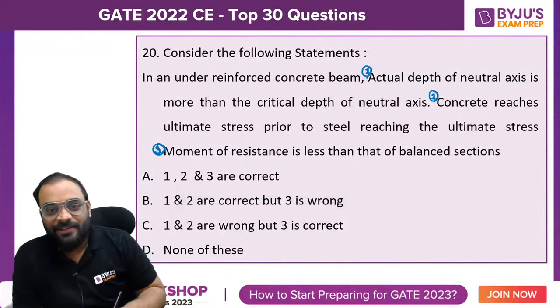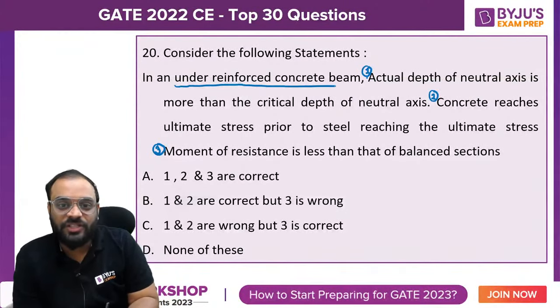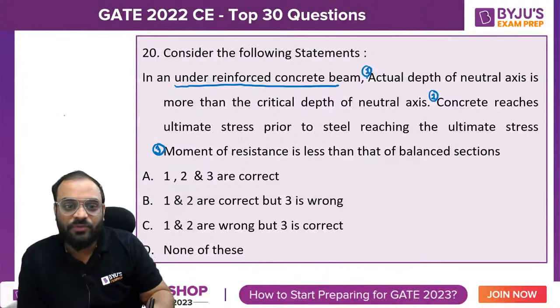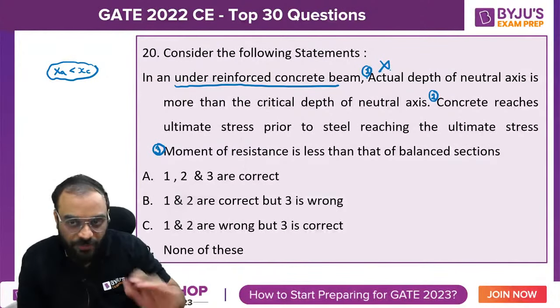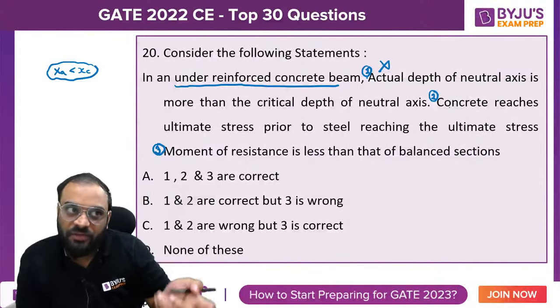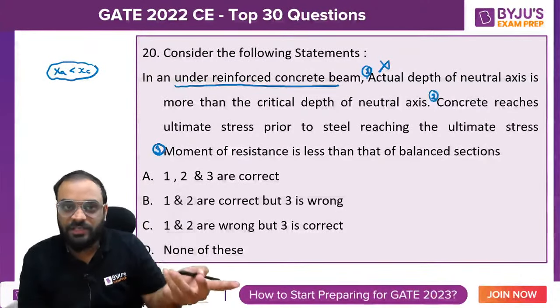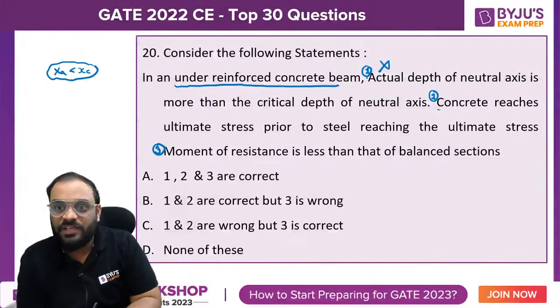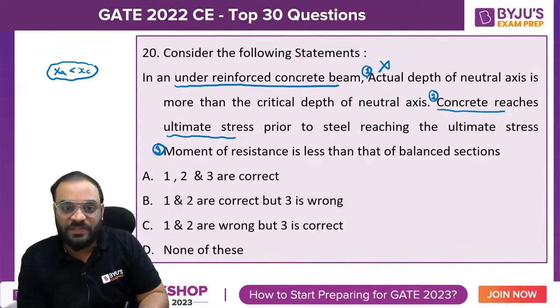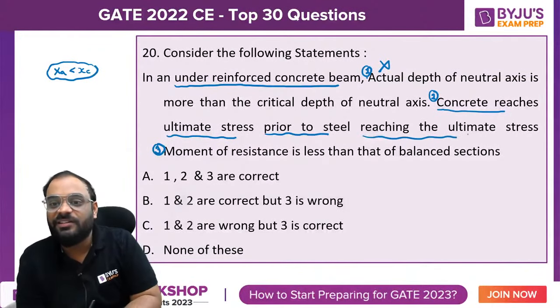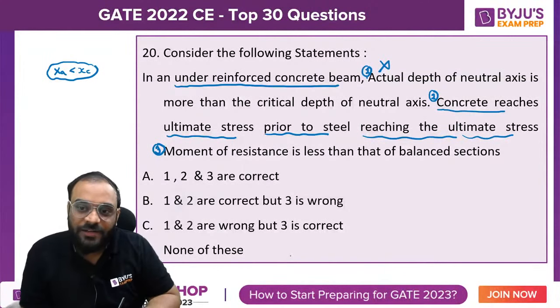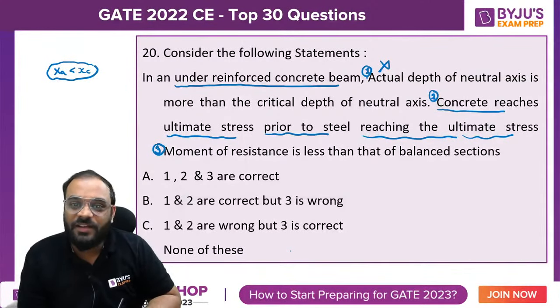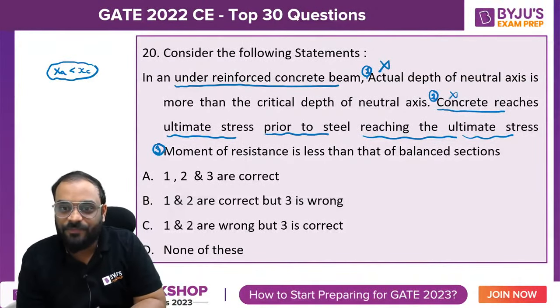Let me explain it. In case of under reinforced section, the statement says the actual depth of neutral axis is more than the critical depth of neutral axis. How is it possible? XA value should be less than the critical depth of neutral axis in case of under reinforced section. That's why statement number 1 is wrong. In case of under reinforced section, which particular material fails? That is basically steel, not concrete. So you can see here that the concrete reaches the ultimate stress prior to steel reaching the ultimate stress, so this statement is wrong.